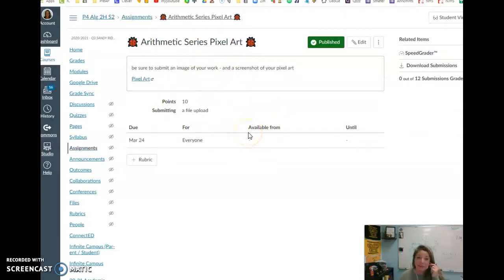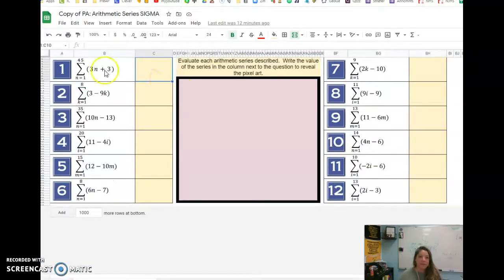This is where you're going to submit a picture. You can take a screenshot of the pixel art if you want. But when you click on this, it's going to ask you to make a copy to put into your Google Drive. So put a copy of it in your Google Drive. And this pops up. So let's go ahead and do number 1 together. I'll probably actually do 1 and 2 with you before the video ends, okay?